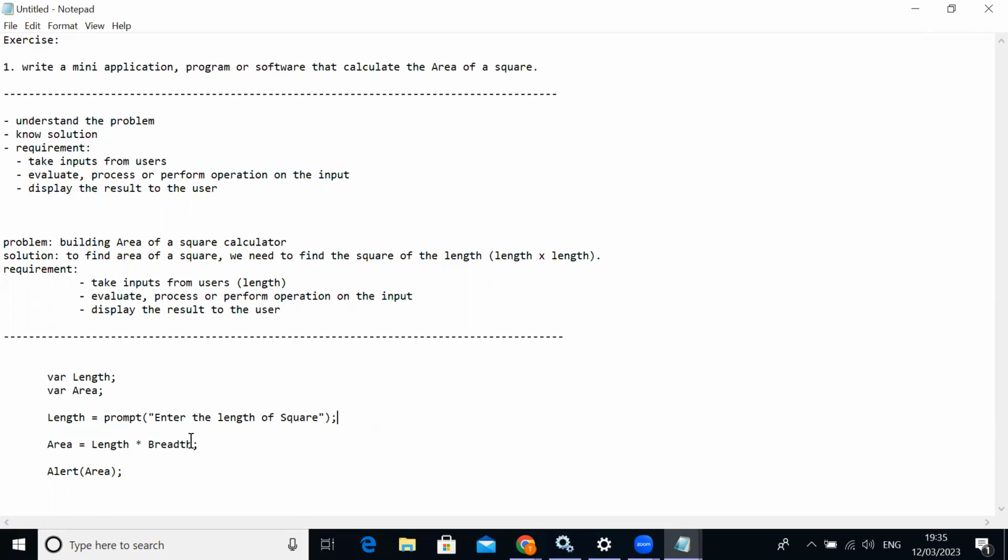And the formula is length times what? Length. So we are going to do length times length, which is the area of the square. Then we display the memory called area. So this is how we build a program to calculate the area of a square.